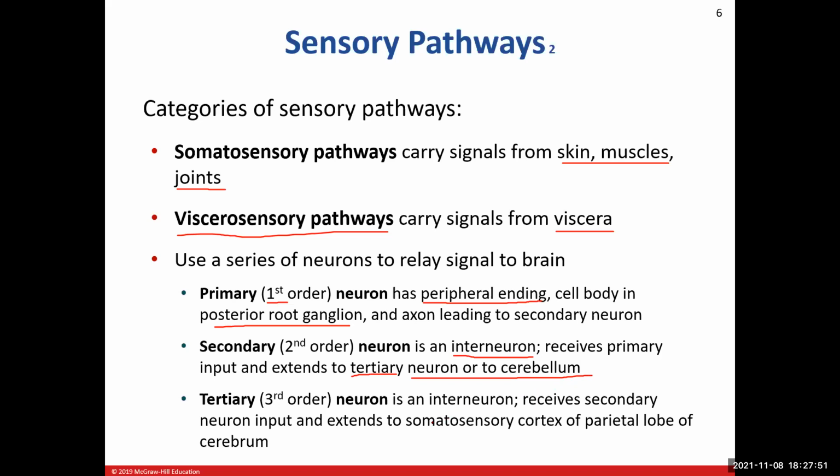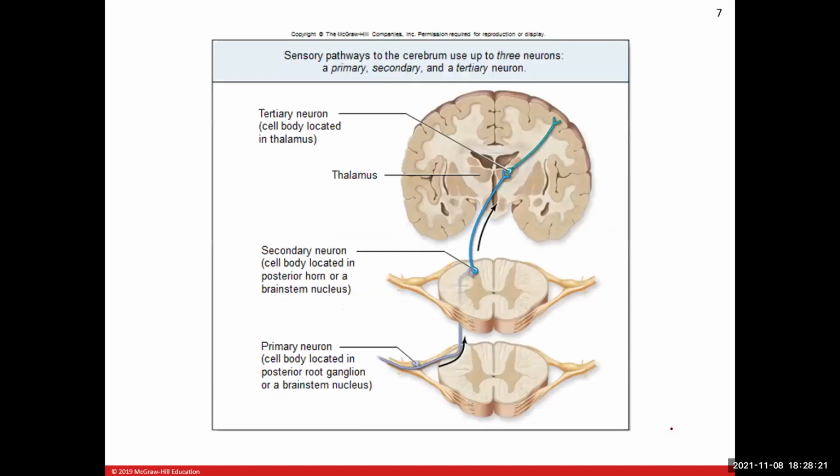And that tertiary neuron is going to transmit that sensory input to our somatosensory cortex, obviously located in the parietal lobe. And we call that the primary somatosensory cortex. That is found in the post-central gyrus. Your somatosensory cortex is located in the post-central gyrus. So this is just an overall example of what we're going to be looking at here.